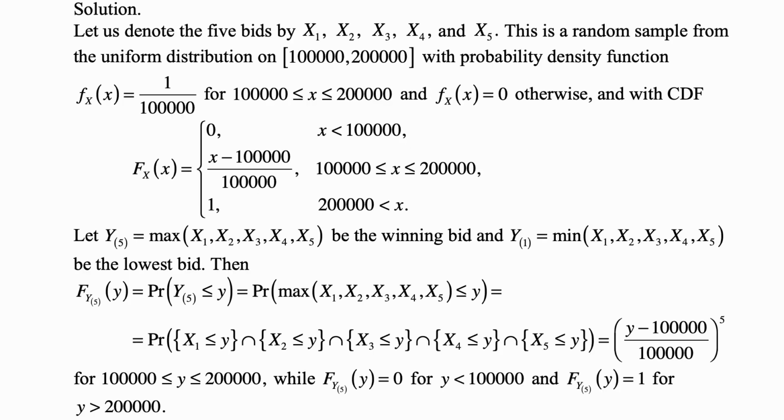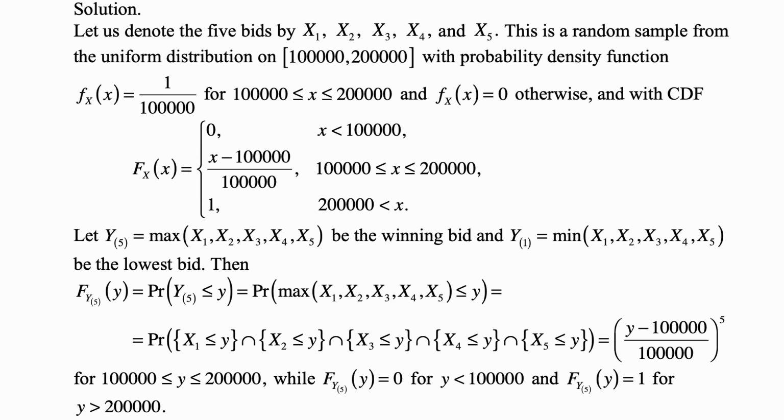And here's the solution. Let us denote the 5 bids by X1, X2, X3, X4, and X5. This is a random sample from the uniform distribution between 100,000 and 200,000 because they're independent and identically distributed. With probability density function equal to 1 over 100,000 for x between 100,000 and 200,000, and 0 otherwise, and the cumulative distribution function F_X(x) equal to 0 for x less than 100,000, between 100,000 and 200,000 a linear function (x minus 100,000) over 100,000, and it's 1 for x more than 200,000.